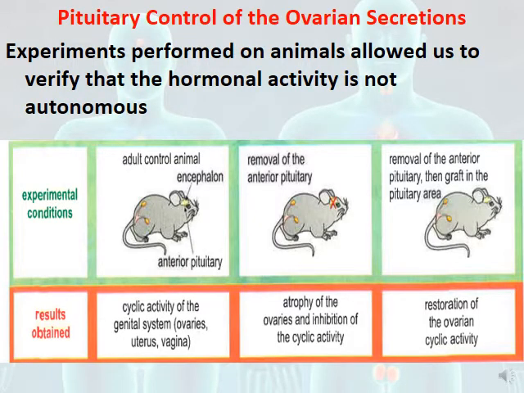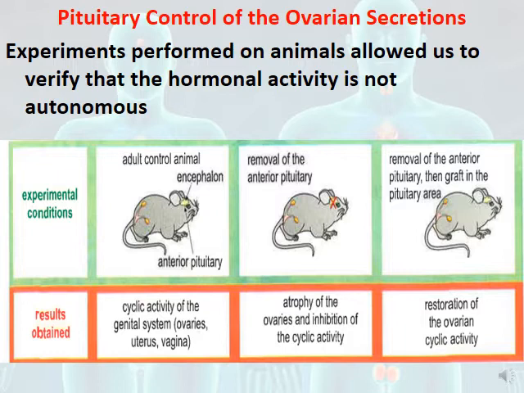In this slide, we will talk about the pituitary control of the ovarian secretions. Experiments that are performed on animals allowed us to verify that the hormonal activity is not autonomous, doesn't occur without any interference of other parts. So let's see here. We have 3 experiments. We have the experimental conditions and the results obtained. First, we have the adult control animal and the normal. This is the control, which is used to compare and explain the different experimental results. So we have cyclic activity of the genital system, the ovaries, the uterus, and the vagina.